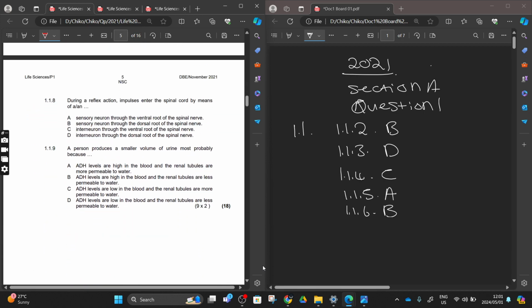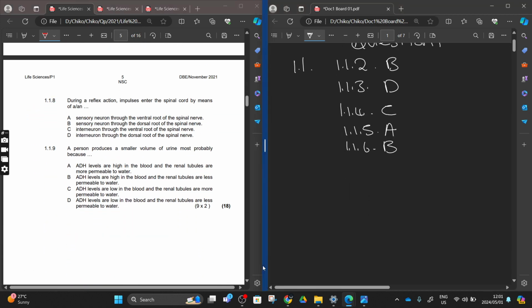Then 1.1.8, during a reflex action, we also did this. We can also answer it. During a reflex action, impulses enter the spinal cord by means of, they enter there. We have the dorsal root. Let's see, our sensory neuron, yes, through the ventral root, no. Number B, sensory neuron, yes, through the dorsal root, number B there, right?